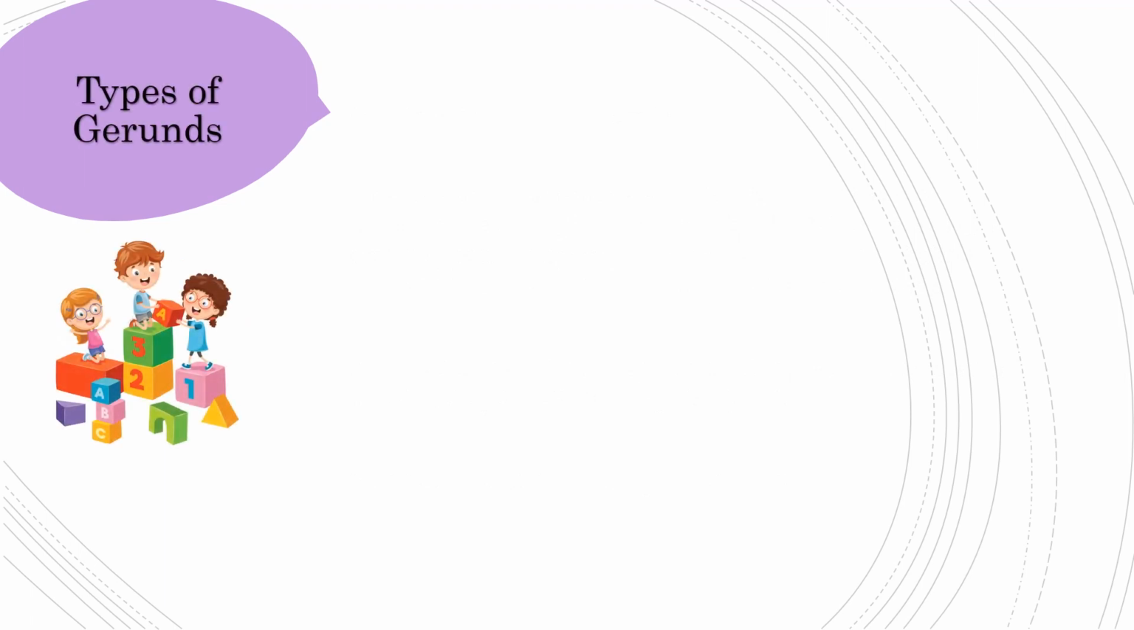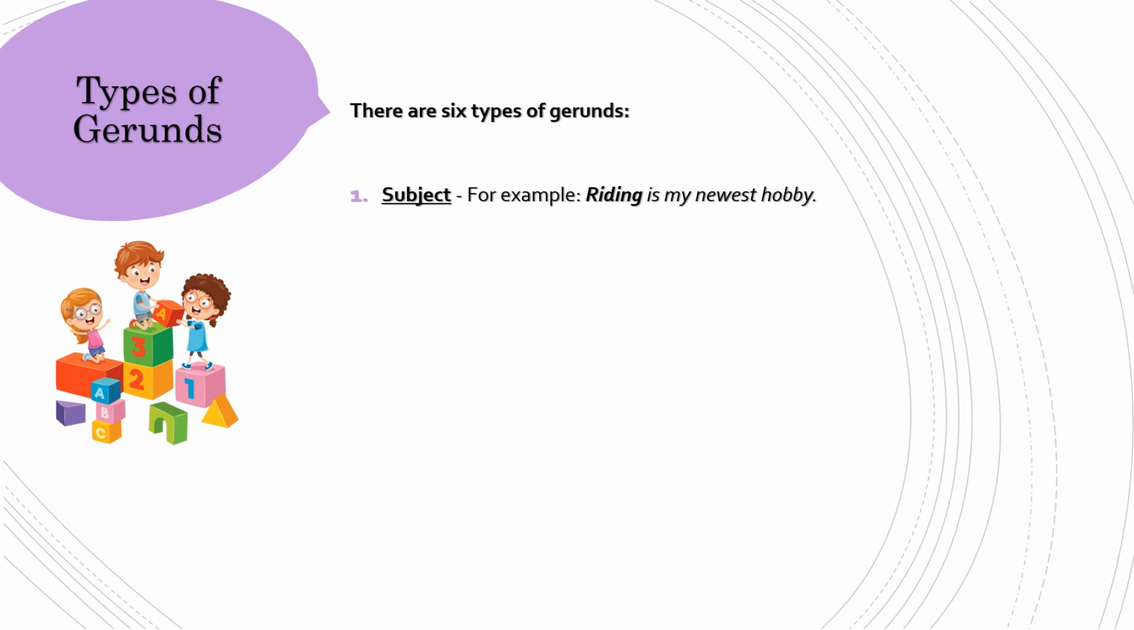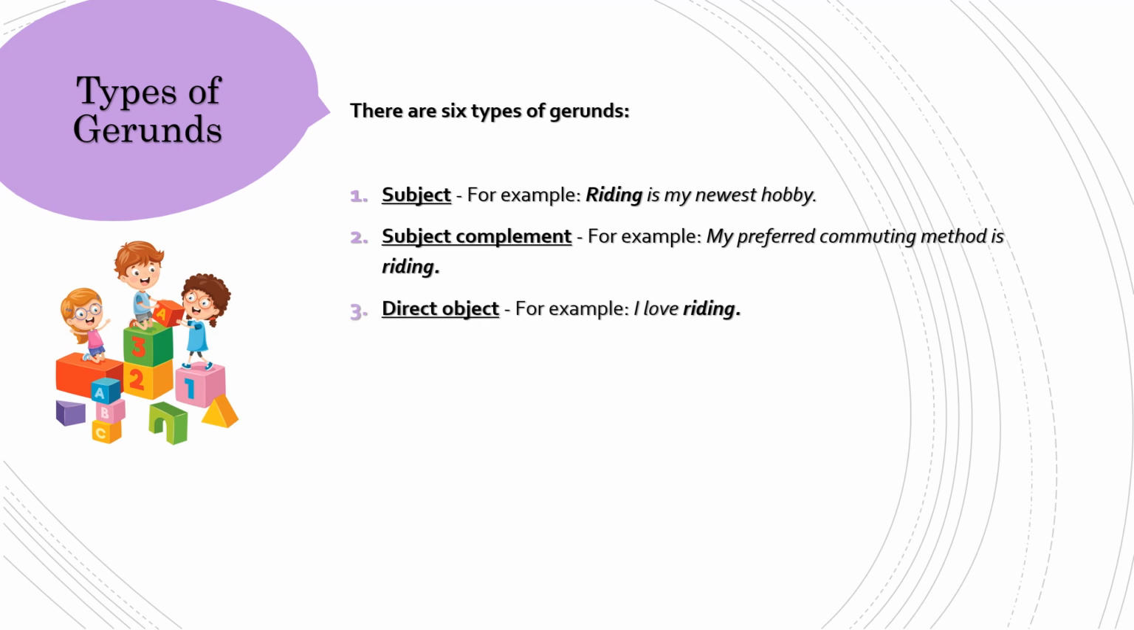Types of gerunds. There are 6 types of gerunds. Subject. For example, writing is my newest hobby. Subject complement. For example, my preferred commuting method is riding. Direct object. For example, I love riding.